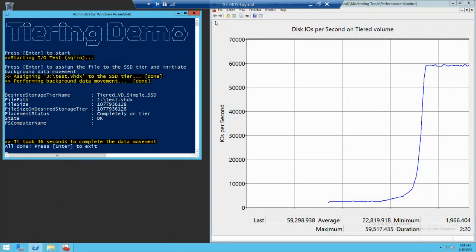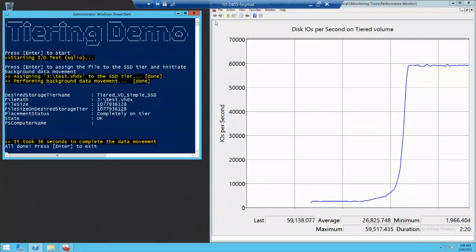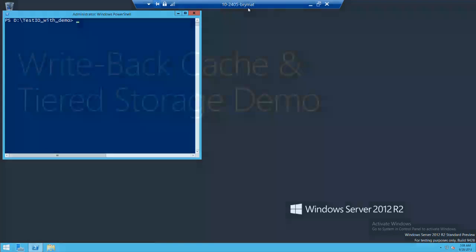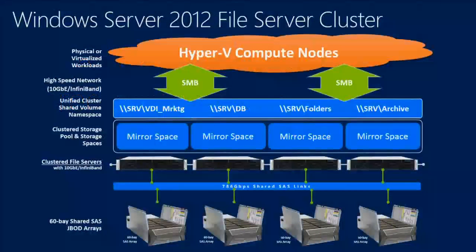Completely transparent. I'm doing now 60,000 IOPS. Before I was doing 2,600 IOPS. Dramatic difference in performance. And this dramatic difference is the real difference between HDD and SSD. HDD delivers me high capacity, low cost. SSDs deliver me the performance. Switch back.